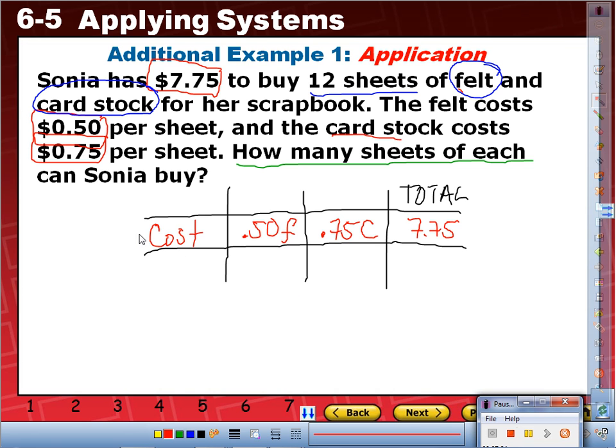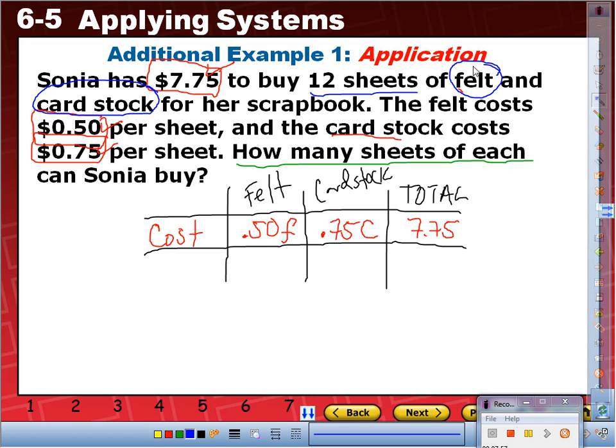Okay, so now that we have our cost, let me go back to my problem. I'm going to check mark whatever I already used. I already used this, this, and this. Okay, I got that down. To keep me organized, I know that this column is going to be for my totals. This column, what does it belong to? Felt. And what does this one belong to? Card stock. Does everybody see? You guys see what I just did there? No? Okay, all right. So we have the cost.